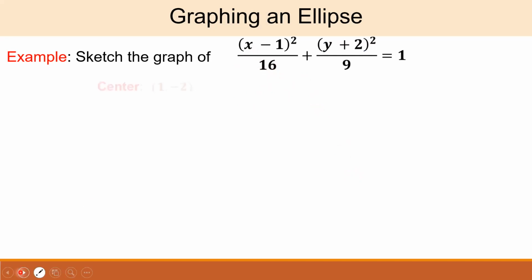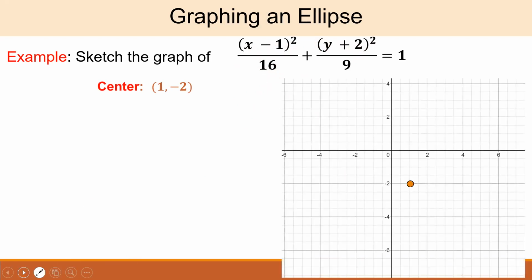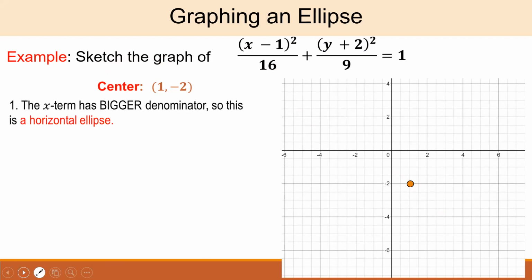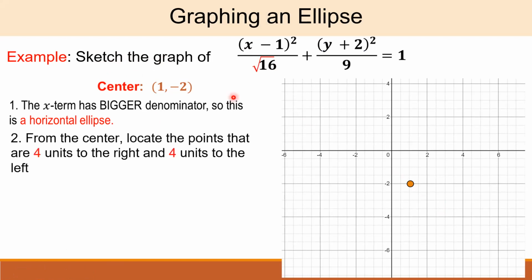we have a horizontal ellipse with center at 1, negative 2. Okay? Then what we need is to identify the a, b, c. By the way, our task is to sketch the graph. So, 1, negative 2 is right there. Then, what do we need? The a, b, c. So we need to identify our a. Our a is 4, since the square root of 16 is 4. So that's our a.